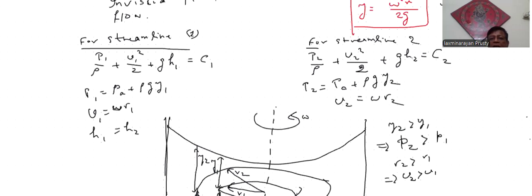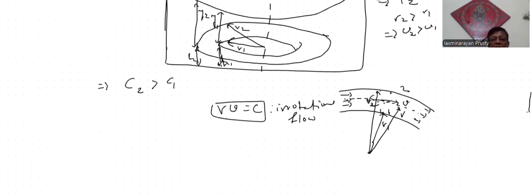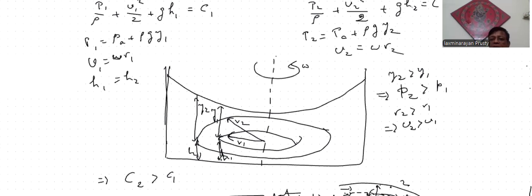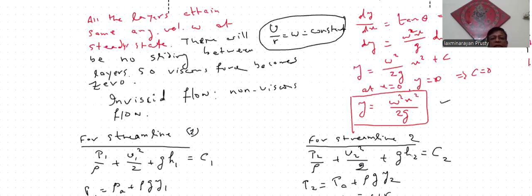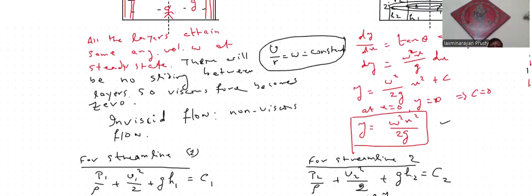Here in the rotational flow, V by R, which is omega, is constant, but in the irrotational flow, VR is constant. Am I clear? Is it interesting or not? So now we have discussed a very, very important point in fluid dynamics.